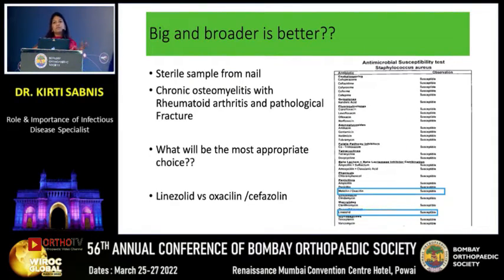This is always a debate between an orthopedician and an ID physician: if you cover it broader, it will have a better effect. Is it so? This is, again, a sample from a sterile site, from a nail medullary canal. The patient had chronic osteomyelitis. Also, she was immunocompromised because of rheumatoid arthritis, and she was on immunosuppression. She had this pan-sensitive Staph aureus, which is the commonest skin flora and the commonest organism to cause acute osteomyelitis or a chronic non-treated osteomyelitis.